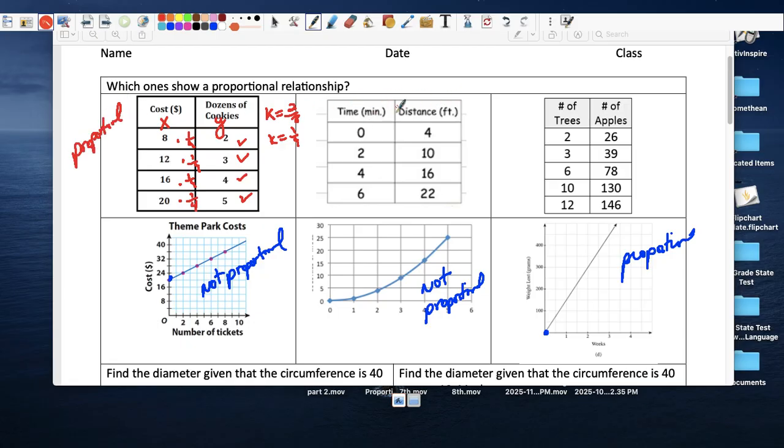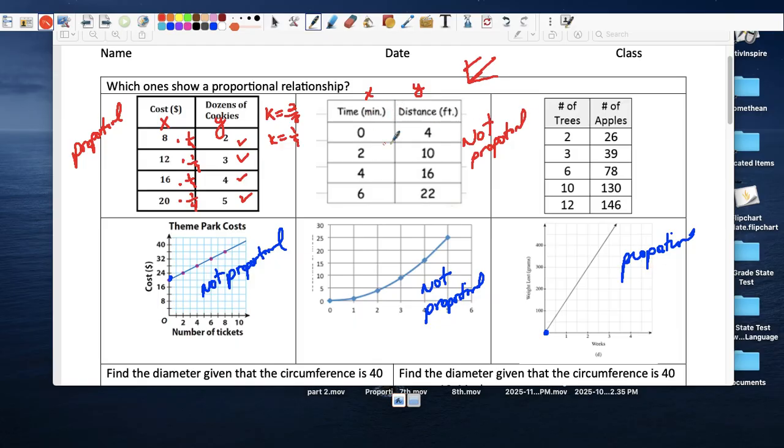Here, we can tell right off the bat that when x is 0, y is not 0. So again, if this was a graph, it wouldn't start at the origin, right? It wouldn't start like this. It would start somewhere over here, not the origin. So not proportional. That's a very quick way of finding out it's not proportional.